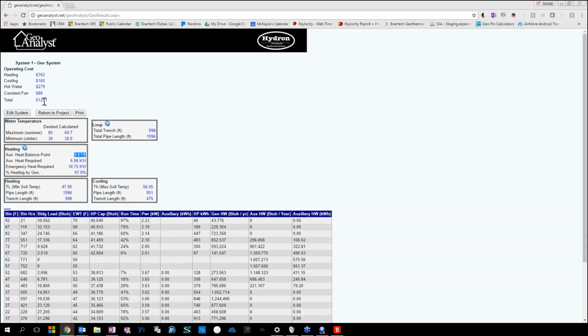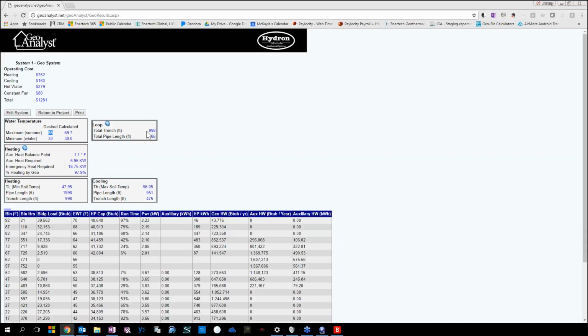Take a look at our total operating cost. I'm just going to write it down myself. It's $1,281. The 4-ton system costs $1,281 for heating, cooling, and hot water on this home, as well as constant fan. And the balance point is 1.1 degrees. Our minimum loop temperature is 30. Our maximum loop temperature is 69.7, so we're well under our 85-degree set point.